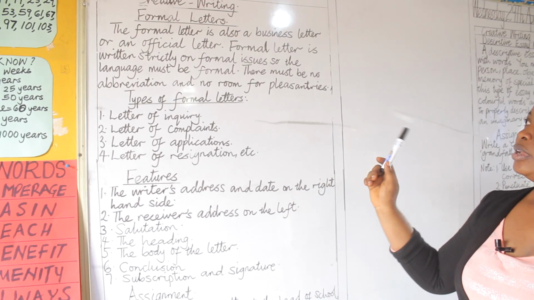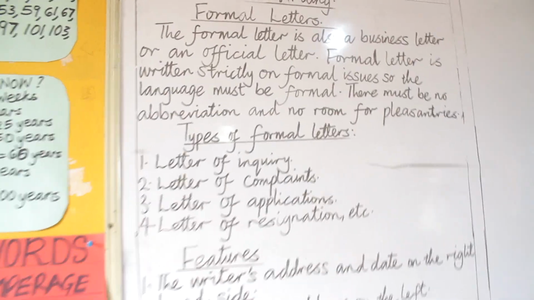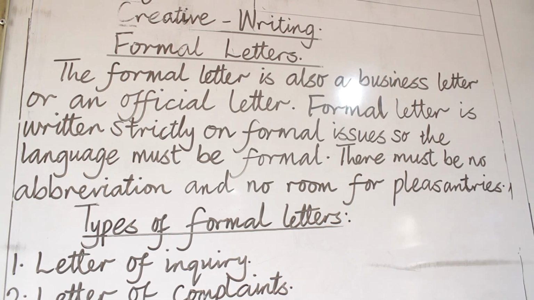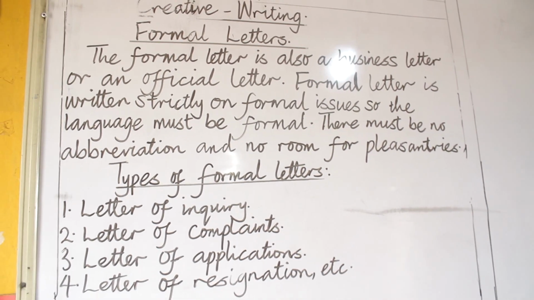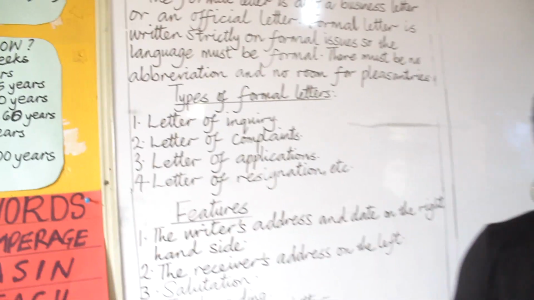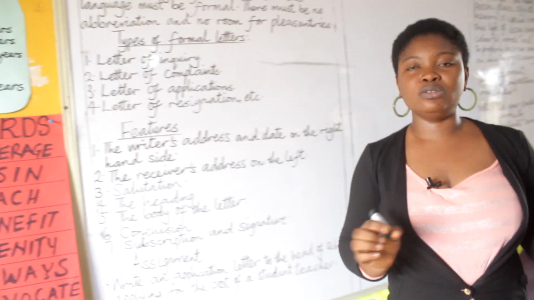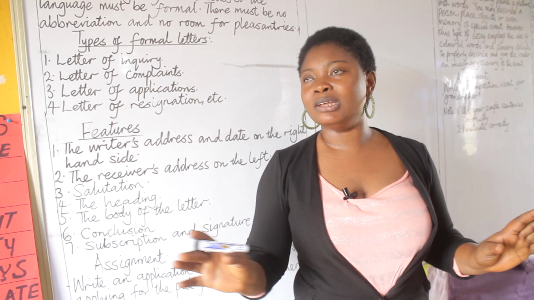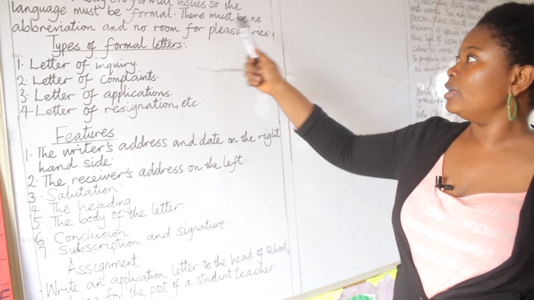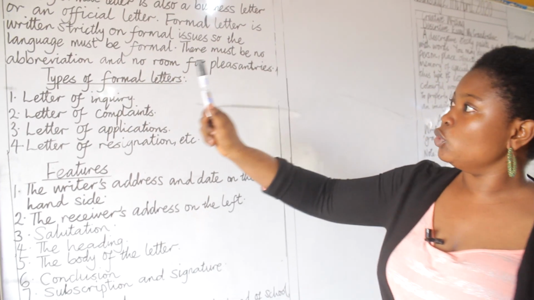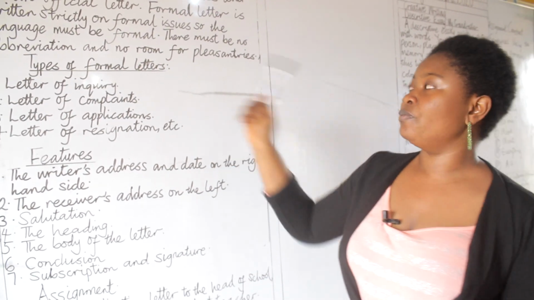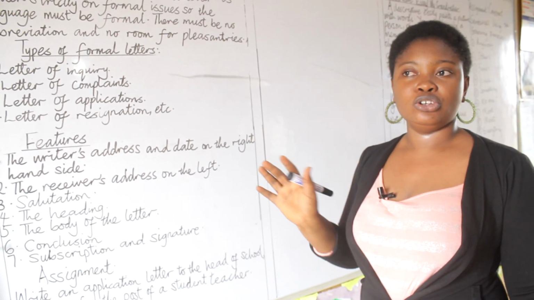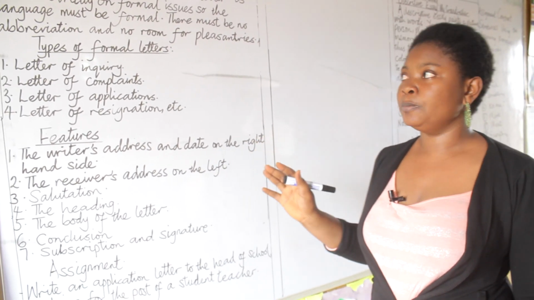A formal letter is written strictly on formal issues, so the language must be formal. What do I mean by the language must be formal? There is no room for pleasantries in a formal letter. You don't greet, you go straight to the point, and you must be precise. There must be no abbreviation and no room for greetings, no room for chatting. You just have to be straightforward.